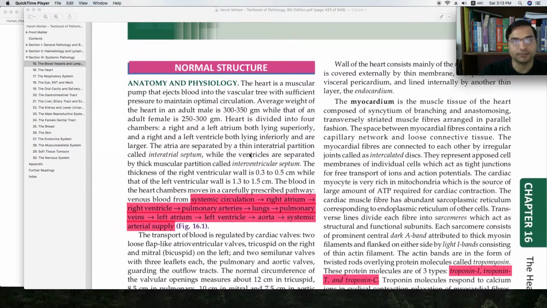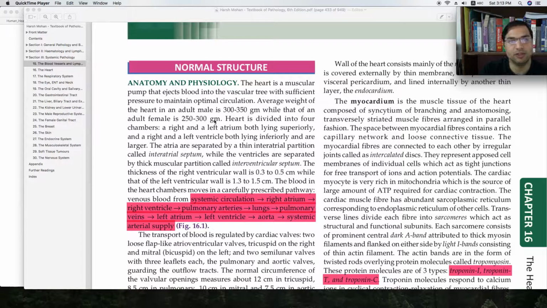The heart is a muscular pump that ejects blood into the vascular tree with sufficient pressure. We already know the heart is a modified vascular structure. It is a blood vessel which is modified, which has muscles, which pumps the blood so that the blood moves into the vascular system. In an adult male the heart is approximately 300 to 350 grams, whereas in a female it is 250 to 300 grams.